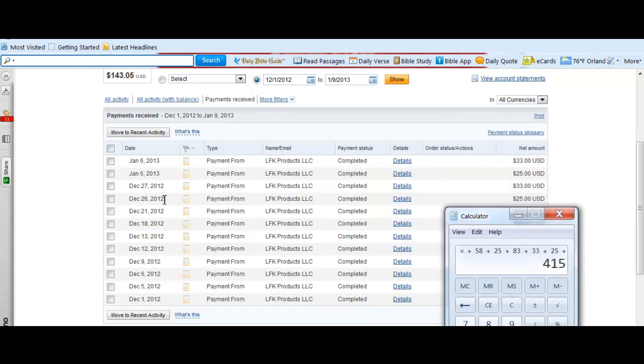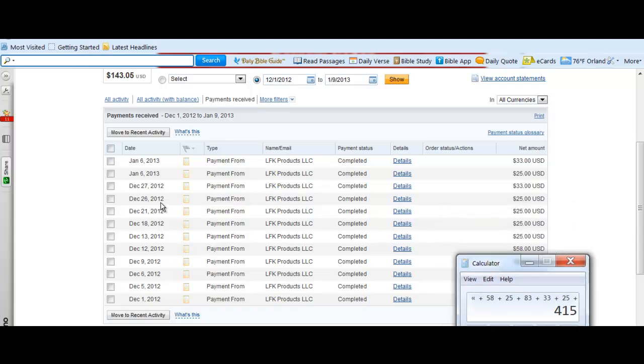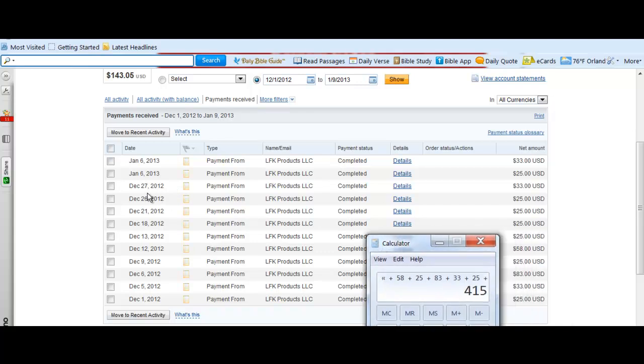Now look, if you notice, and this is kind of ironic, I actually had a payment on December 26th and 27th come in. That was just right after Christmas, so somebody was on their computer doing something. I guess they had some downtime. But the majority of people, you see there's a big gap there between the 27th and the 6th.